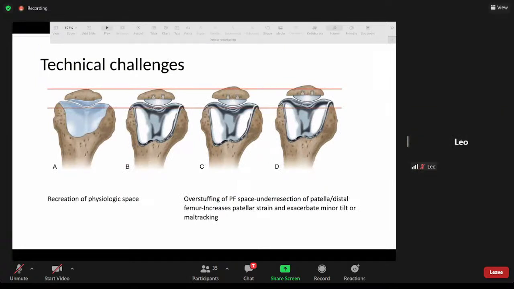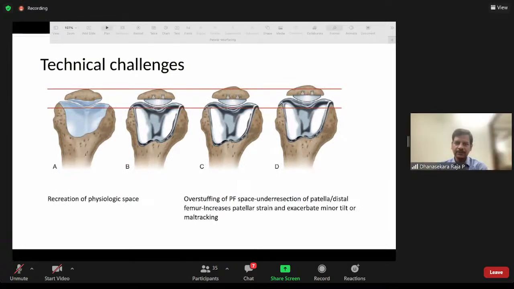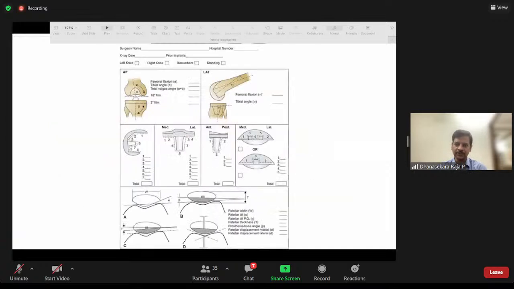So again, overstuffing or under resection should be avoided. The joint line also should be maintained. If you lower the joint line, again it leads to overstuffing. So we should recreate the physiological space to avoid patellofemoral complications. Because if you are changing the patellofemoral dynamics, it increases the wear rate in the patellar prosthesis.